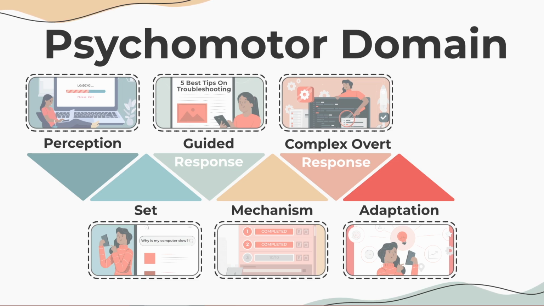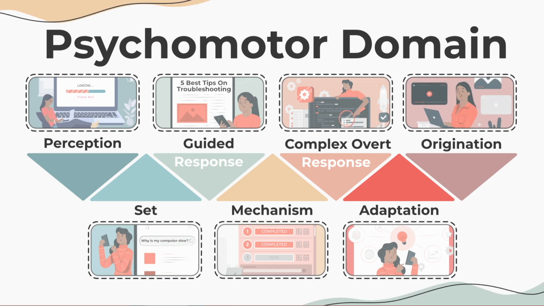At level 7, origination, you're not just fixing problems for yourself, you're creating solutions for others. Maybe you write a blog post with troubleshooting tips, record a tutorial, or even develop a simple script to automate some fixes. You've gone from searching for help to providing it.